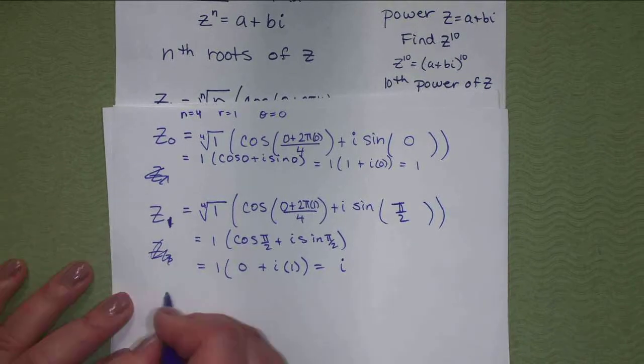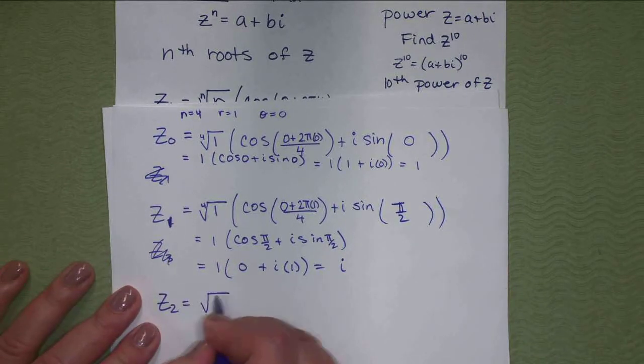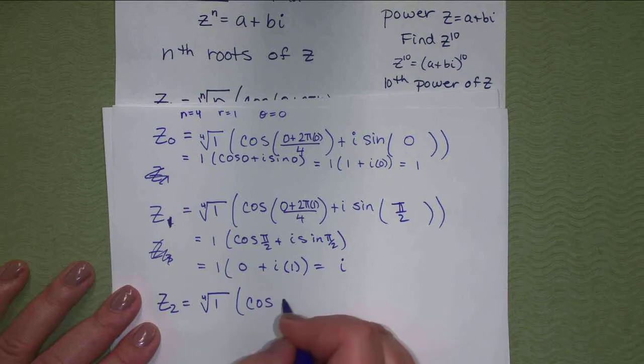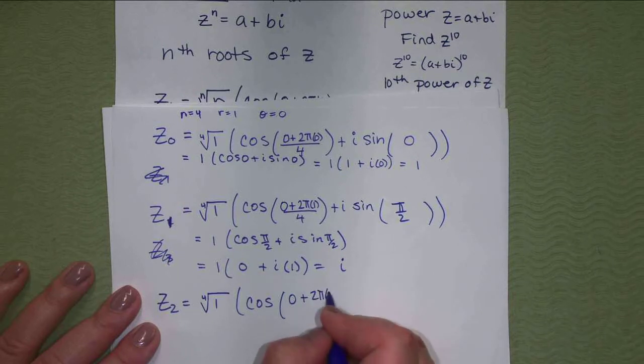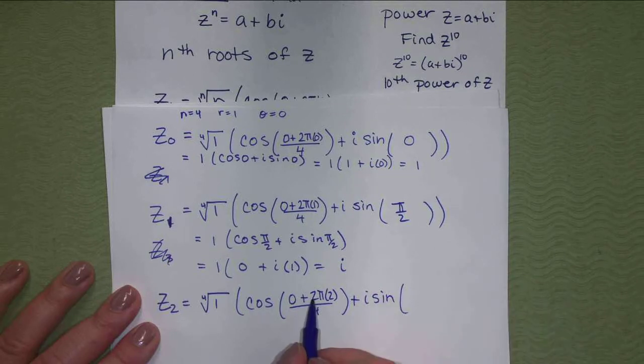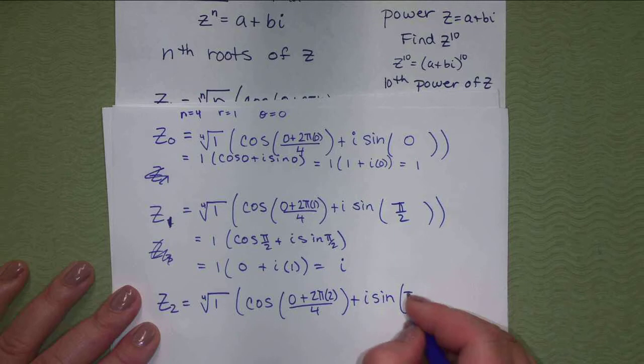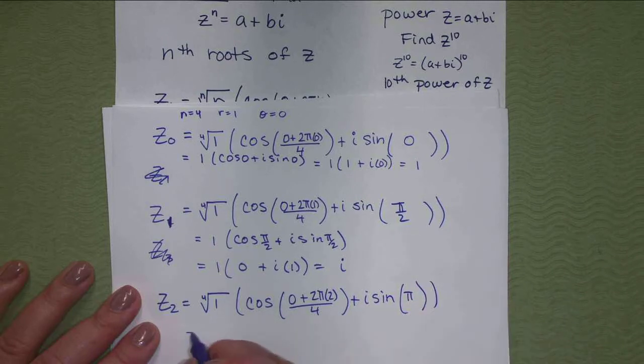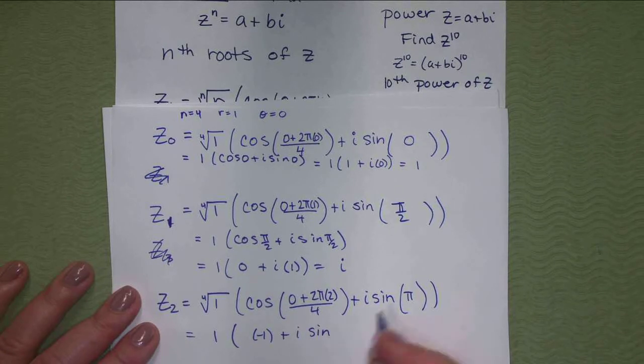So let's list the other 2. z2, the 4th root of 1, cos 0 plus 2 pi times 2 over 4. And this is 4 pi over 4, which is just pi. So 1 times cos of pi, which is -1, plus i sine of pi, which is 0. So this will be -1. And the last one will be -i when we work it out.